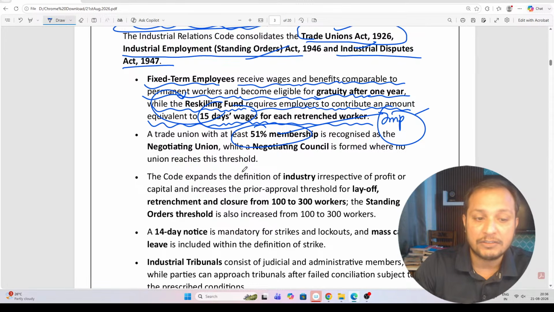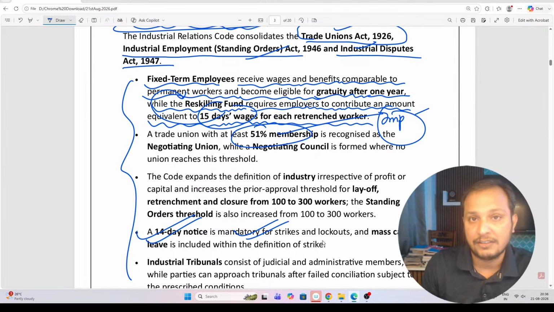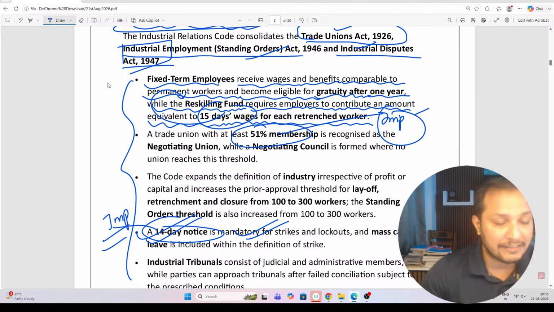Okay, guys, you can go through the provisions. You can see 14 days notice is mandatory for strikes. Okay, these are some provisions which are there in the industrial code, which is very important for the prelims examination.